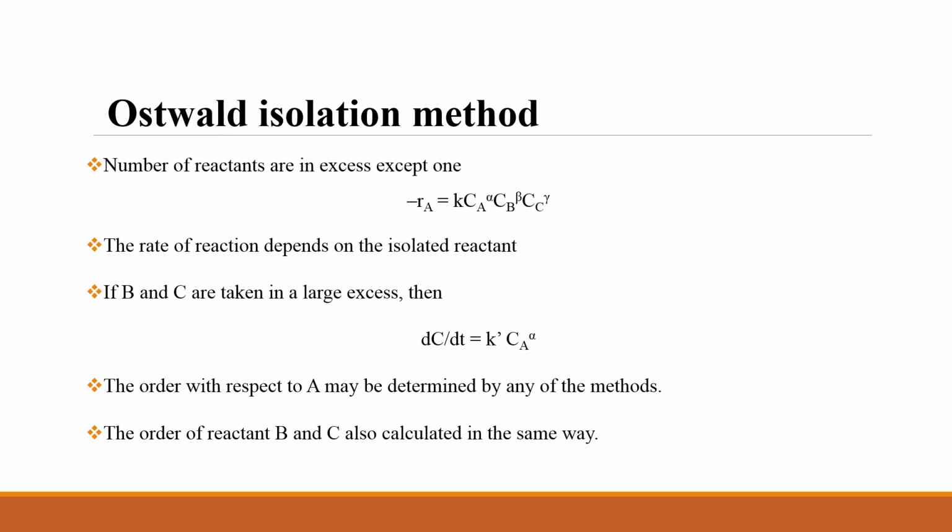Then the order of reaction with respect to A, this alpha may be determined by any of the methods like integral method or differential method. In a similar way, we can find order of reactants B and C, beta and gamma respectively.